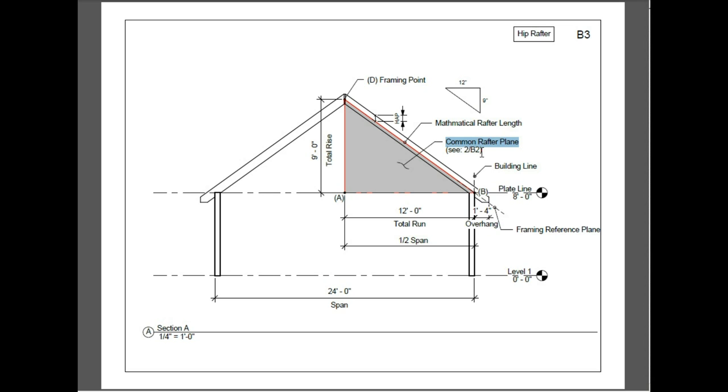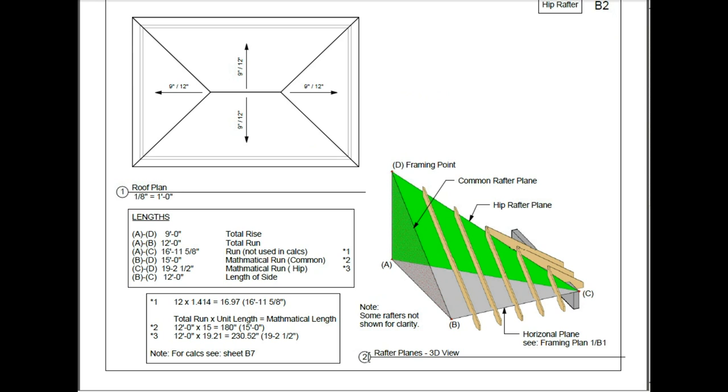All right, we're going to take a look at the common rafter plane. This is in the area as grayed out. This is a 3D view to help you visualize what's going on here. So this is the common rafter plane. The horizontal leg of the plane goes from point A to point B. That makes up the total run. Point A to point D is the vertical leg of the triangle. This makes up the total rise.